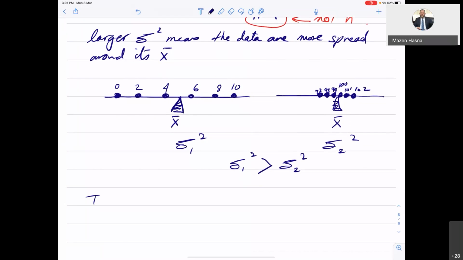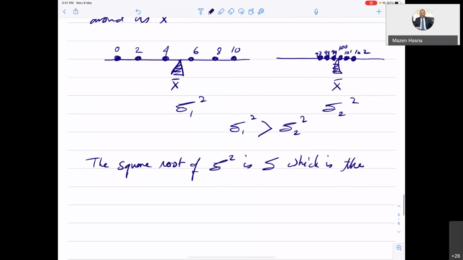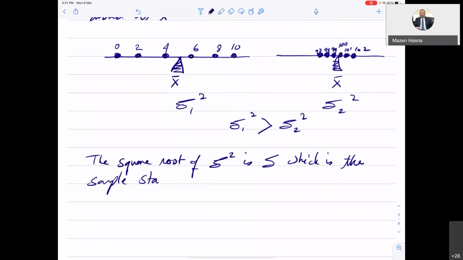The square root of S squared is S, which is the sample standard deviation.